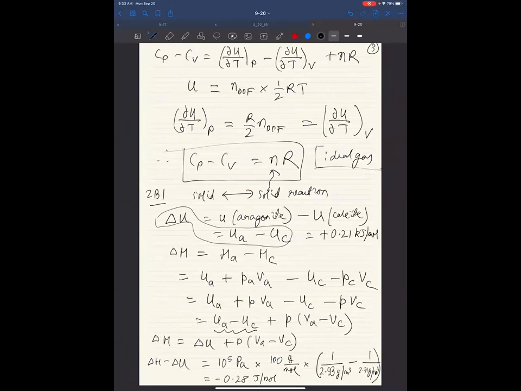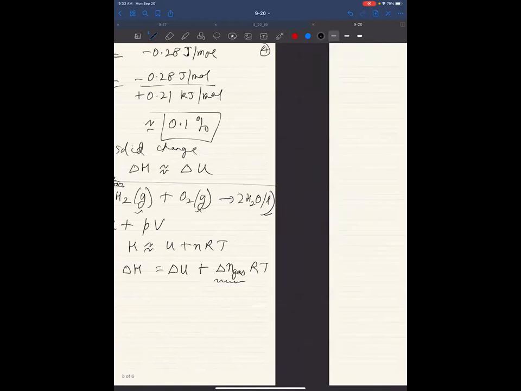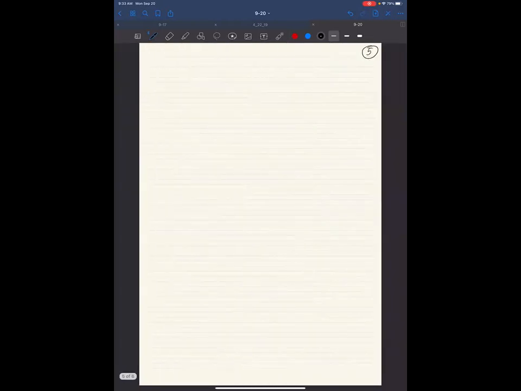This is true only for ideal gas. For real gases, we can derive an expression related to the isothermal compressibility. We will do that later, maybe a few lectures from now. For now, let's take a step back and go back to our favorite state function, internal energy, right?